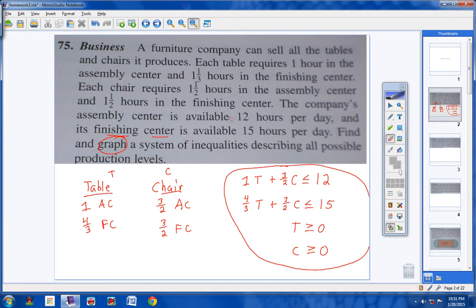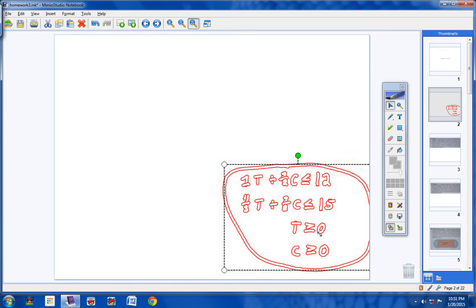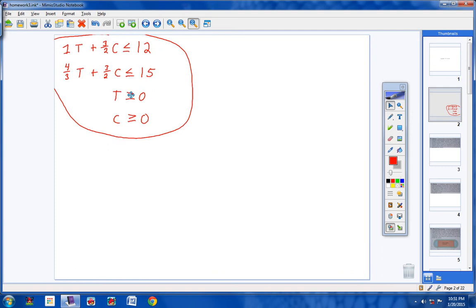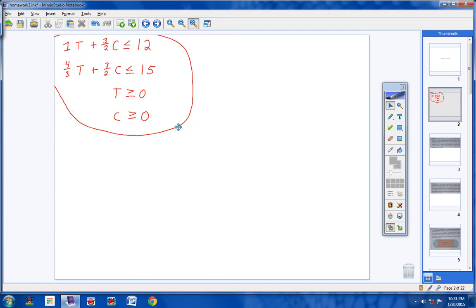So we no longer need this word problem. We no longer need that information. Let's get rid of this. And let's pull this up here. And let's graph this system. Now, my advice to you is to simplify each equation the best that you can. For example, I'm going to multiply everything by 2 to get rid of my fraction. So 2t plus 3c is less than or equal to 24. I multiplied everything by 2.